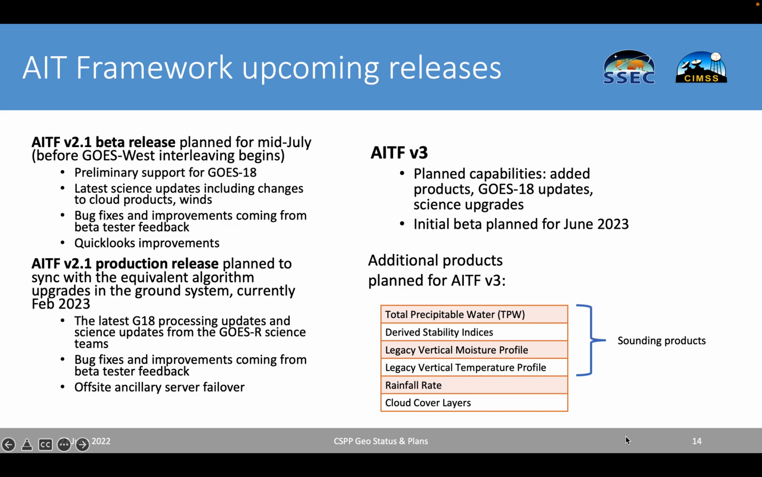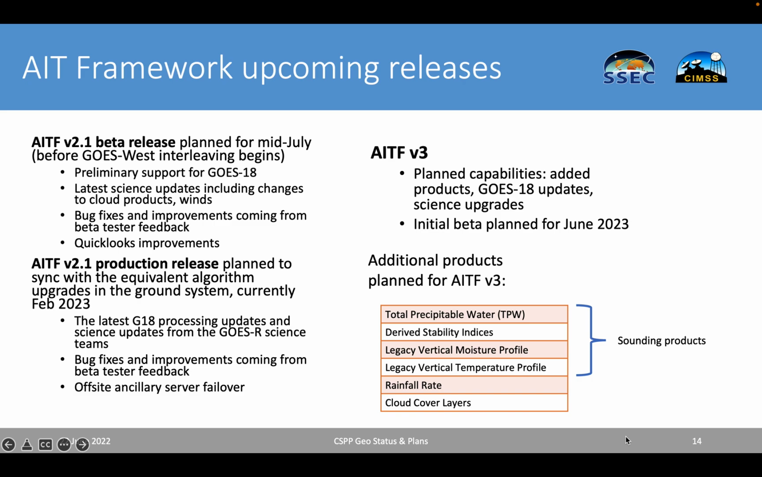Upcoming releases of the framework, we're working towards a 2.1 beta release in mid-July. And that's timed to be before the interleaving begins. It'll add preliminary support for GOES 18. We also got a delivery recently from Assist, and that includes some science updates that'll be included there, and some other changes coming out of beta tester feedback, as well as quick look improvements. So look for that in mid-July. We're going to be working really hard to get that out. Then the production release is currently planned in sync with the same capabilities going into the ground system, which is currently scheduled for February of 2023.